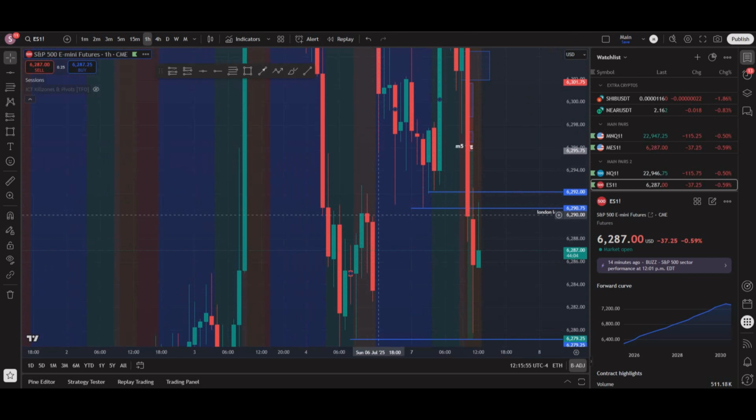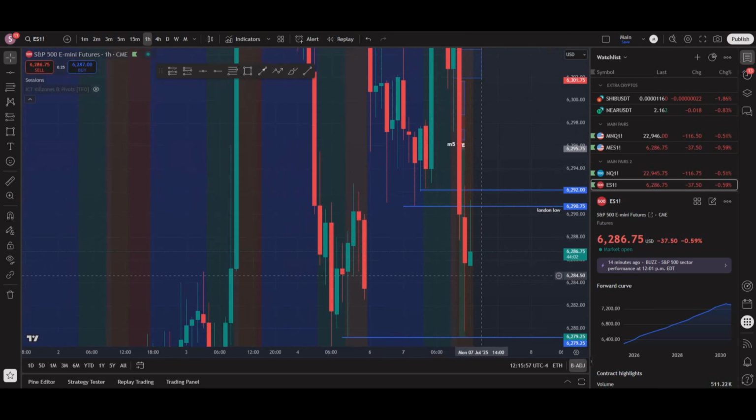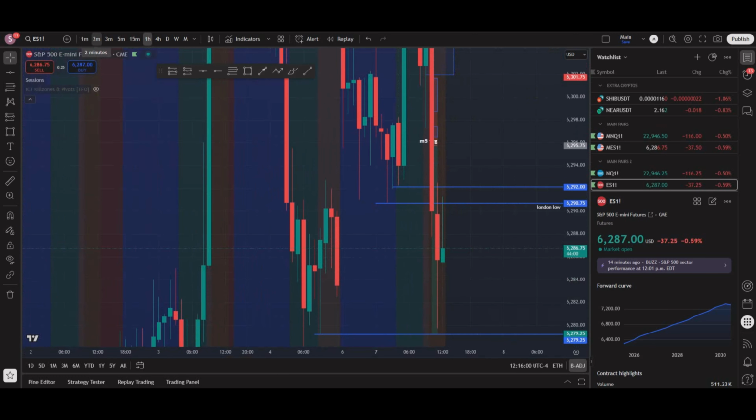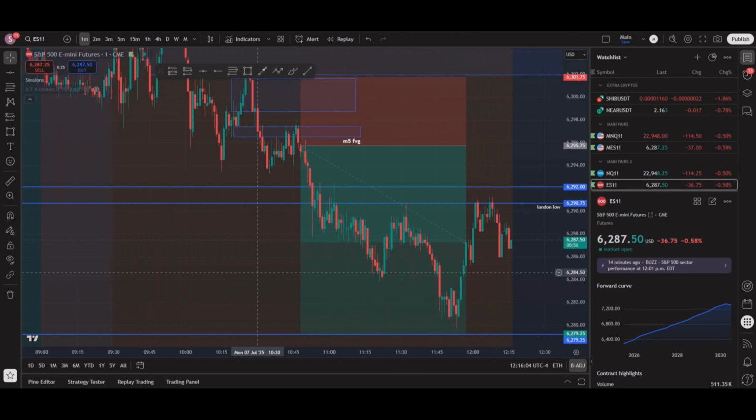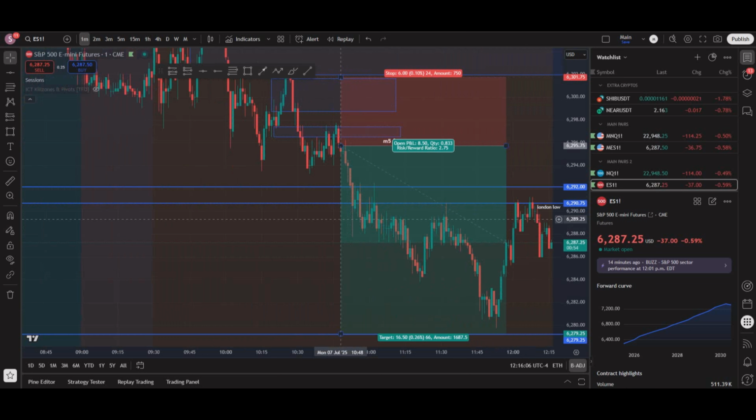And basically as soon as we took out this low and started to fill in this gap, I moved my stop loss to break even, and I took off about 50% of the trade at that point. And at that point it was already 10:53, so not the greatest risk to reward, but right around here I closed out about 50% on this wick down.